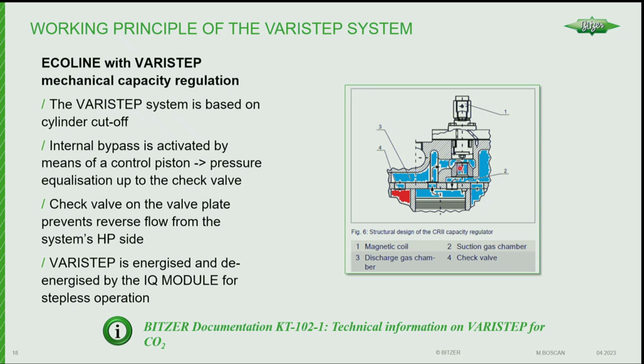We do have a KT document if you really want to read into how it actually works. It's KT 102. This is the revision number, so if there's a 2, it just means it's a newer revision, but KT 102 is the document number, and it goes into more detail of how the mechanical unloading works with the CO2 compressor.